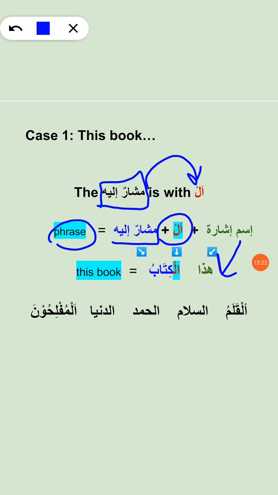Okay, so for example, hazal qalamu. What does that mean? It means this pen. Hazal salamu. What does that mean? This piece or this greeting. All right, and hazal hamdu, for example. Okay, what does that mean? This praise. Okay. All right, now this word ad-dunya is actually grammatically feminine, so we're going to use hazihi and not haza. All right, so hazihi dunya, this lowly world.